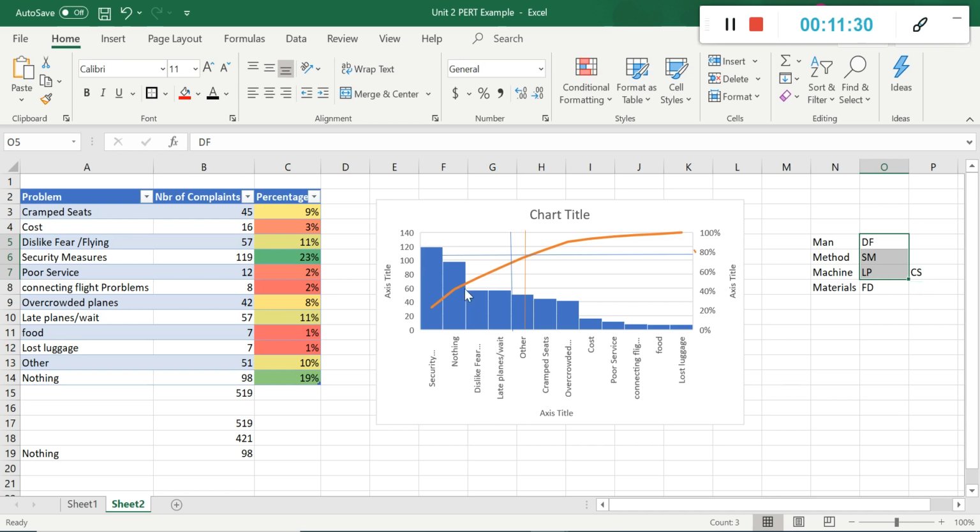So again, remember, efficient solutions. Solving this solves 80% of your problems, and that's what I want to do. Okay, thank you so much.